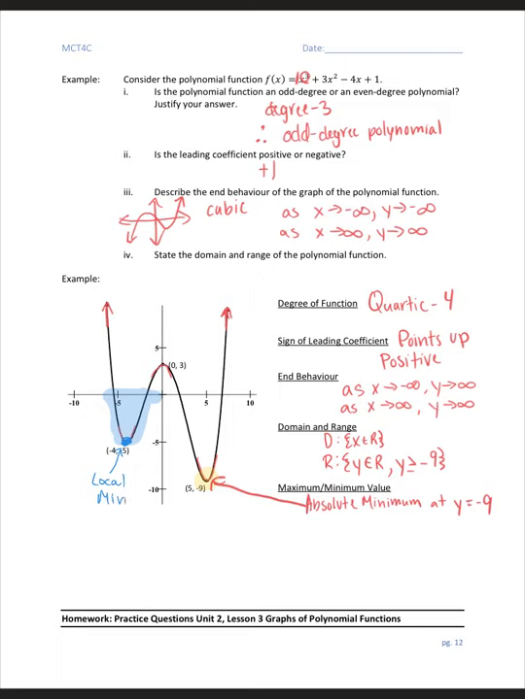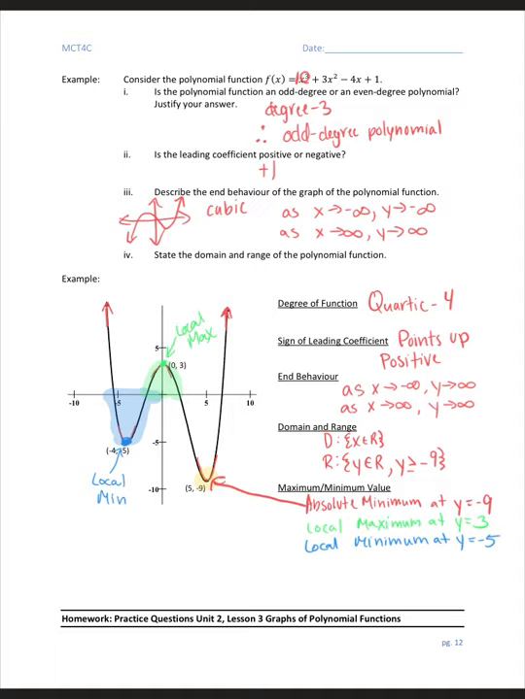And I also have a local maximum. If I look in this range of my graph, I have a local maximum that occurs here, right at (0, 3). So let's call that a local max. Okay, so I have a local maximum at y equals 3. And then we have a local minimum at y equals negative 5.